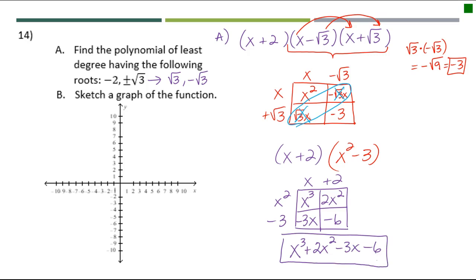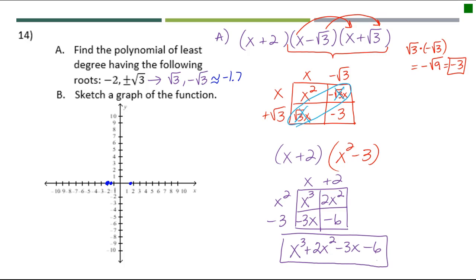Now for part B, it asks us to do a sketch. So what I want to do first is put in my zeros. So I'm going to have a point where it crosses at negative 2. The square root of 3 is a little bit tricky. If you put it in your calculator, it's going to give you about 1.7. So I'm going to put a point at positive 1.7 and a point at negative 1.7, which is really close to negative 2.